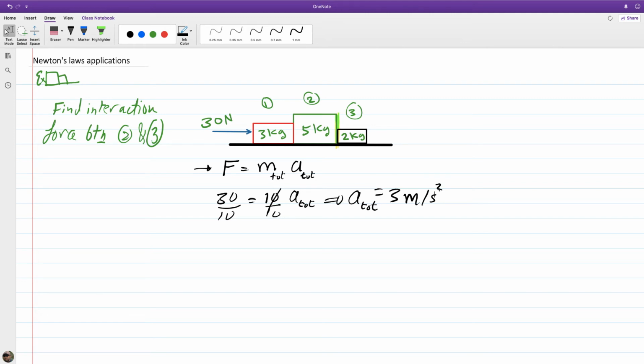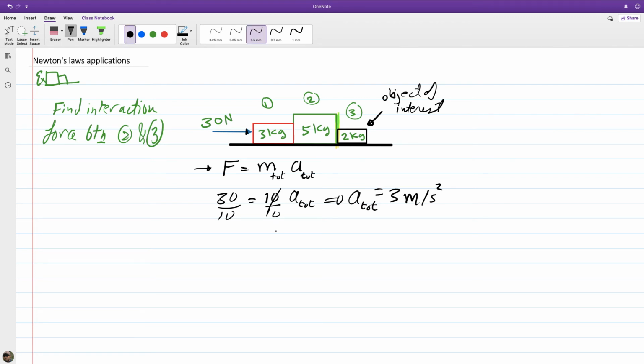Okay, that's good. Now the interaction force between 2 and 3, you have to find the object of interest. Now which one of the 2 or 3 is the object of interest? Let's see where the force is. The force is coming from here. So 3 is pushing on 5, and 5 is pushing on 3. So the object of interest is this guy, because everything is pushing on that guy. So if you want to find the interaction force between 2 and 3, just find the force that 5, or the whole system, 3 plus 5, is acting on the 2.